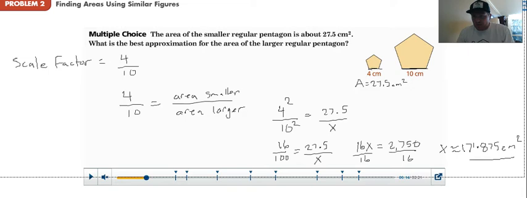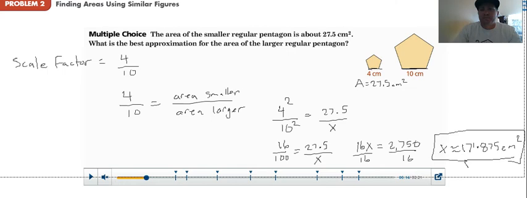I have to make sure we're talking about area, so I have to make sure I square that, and this is going to be my final answer. So again, we just have to be really careful when we are setting up our scale factors. If it's perimeter, just A over B, but if we're talking about area, it's got to be A squared over B squared.